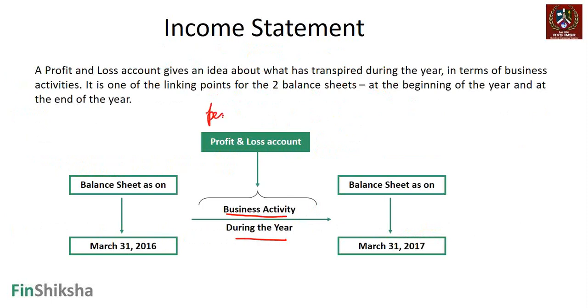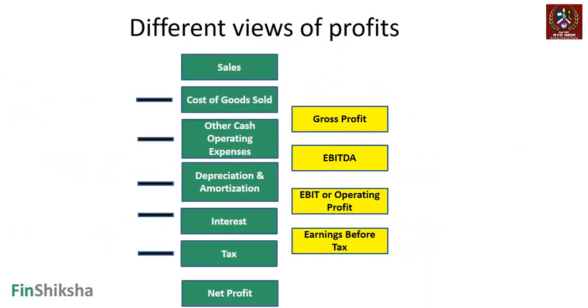It's a periodic statement, which means it is over a period. It is not at a point of time like the balance sheet, which is at a point of time. And it's a sort of a report card. It's an important statement because it tells us whether the business is profitable or not profitable, right? We've also seen different views of profits. We're going to recap those in a different manner now.